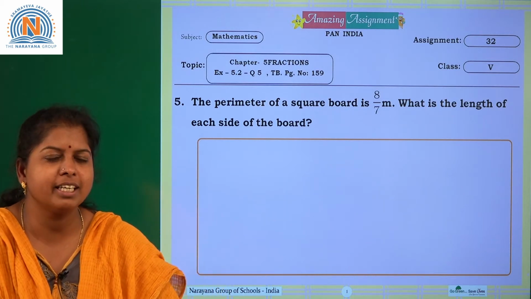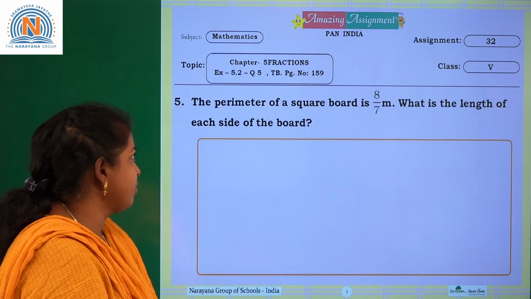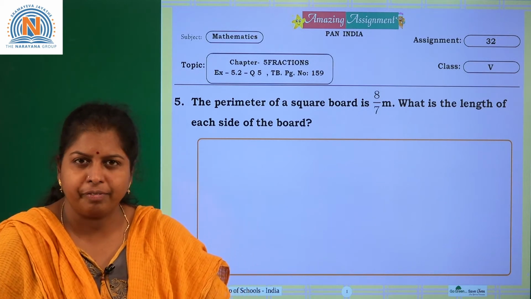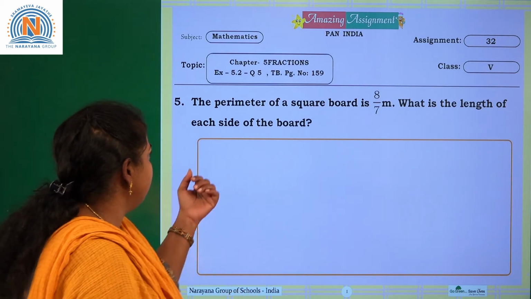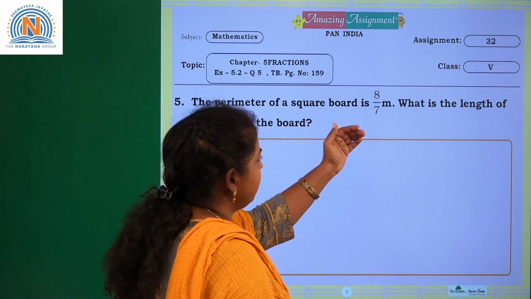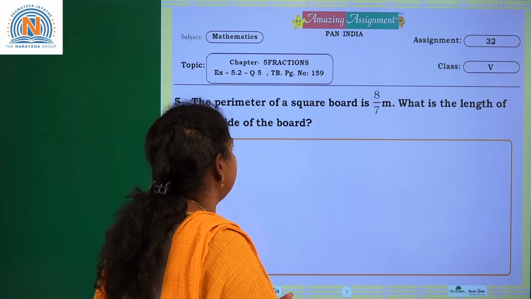Our today's assignment is based on the concept fractions, exercise 5.2, and for this you can refer to our textbook page number 159. Our question is, the perimeter of a square board is 8 by 7 meters. What is the length of each side of the board?